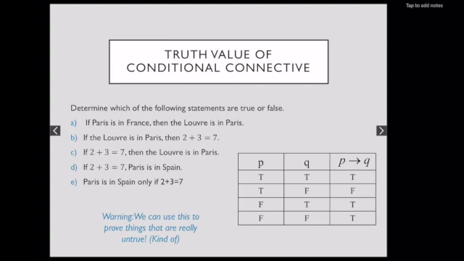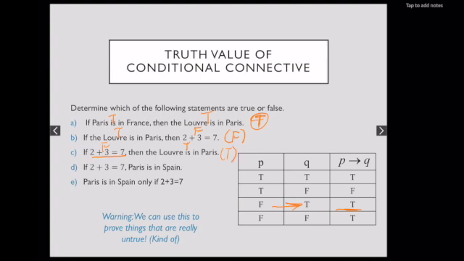If Paris is in France, then the Louvre is in Paris. So this is a true statement, and the Louvre is also in Paris. So this is going to have an overall truth value. If the Louvre is in Paris, that's true, then 2 plus 3 equals 7. Is 2 plus 3 7? No, that's false. So this is going to have an overall false truth value. If 2 plus 3 equals 7, that's false, then the Louvre is in Paris. That's true. Well, false implies true gives us a true truth value.